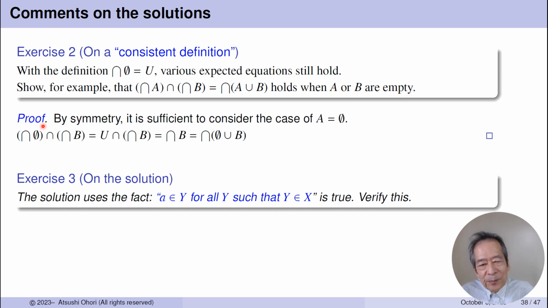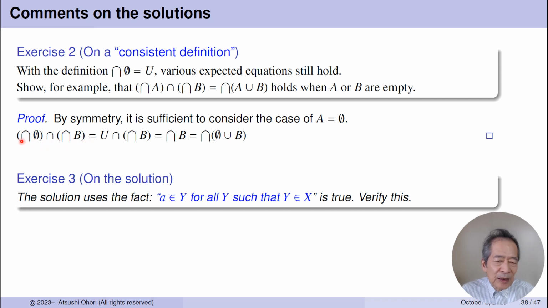Well, the proof is simple, right? Almost trivial. By symmetry, it is sufficient to consider the case of A only. B is exactly the same. Not exactly, but B is essentially the same. So you substitute A to be the empty set, and you get this one.